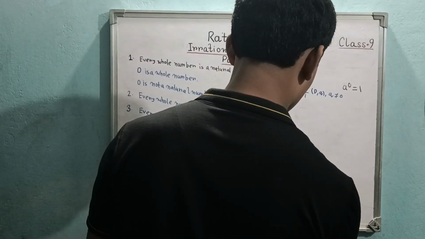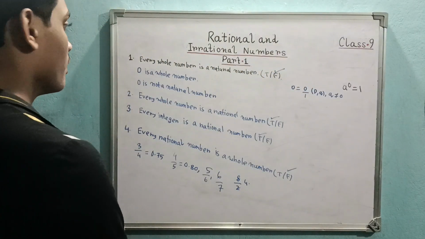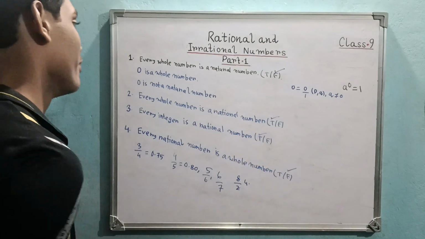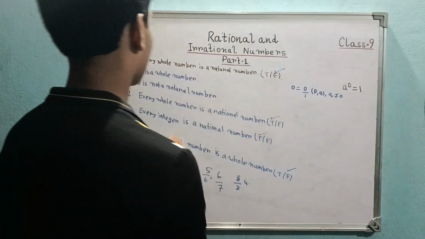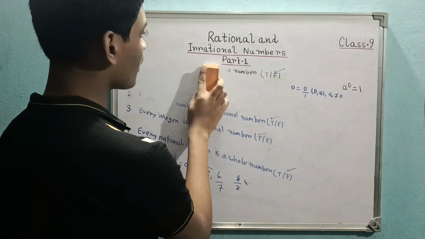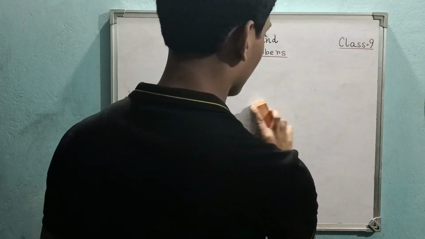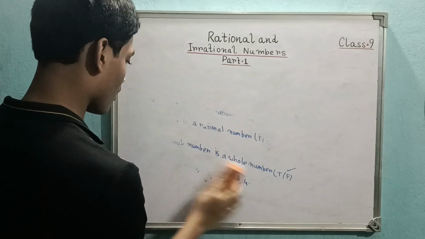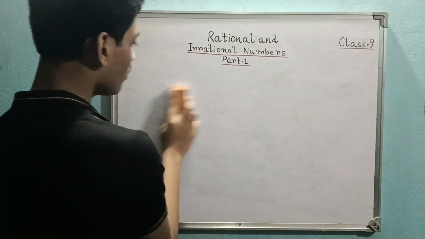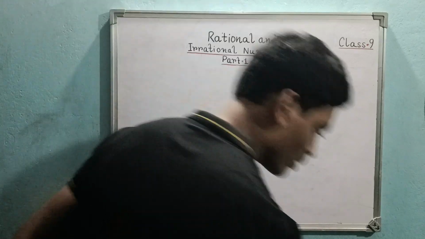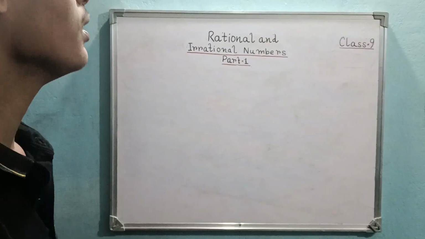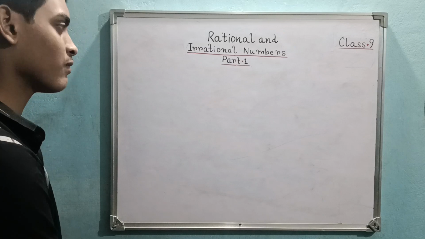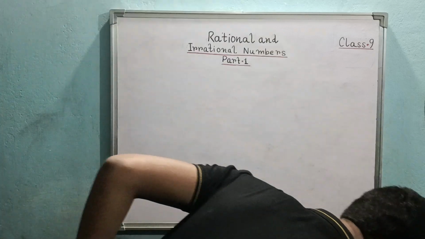Wow. In true and false, we got equality. 2 false and 2 true. Very good. So let's proceed to the next type of sums. In part 1, if you understand the basics properly, if you know how you can form a rational number, and what a terminating decimal is, how you can check if a number is a terminating decimal or rational number, then you can solve this part 1. It's very easy. Let's proceed.